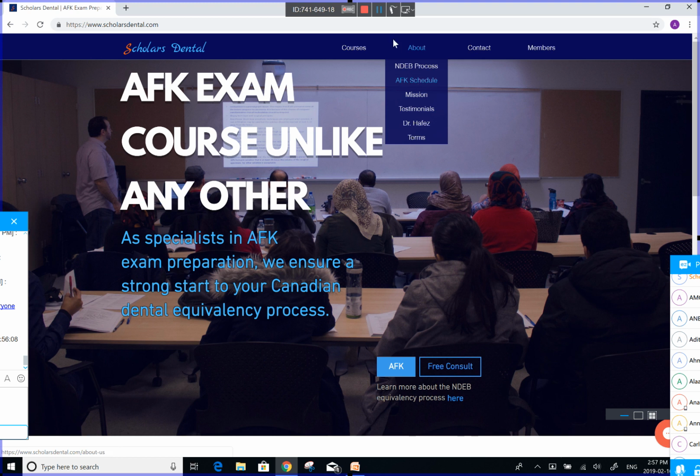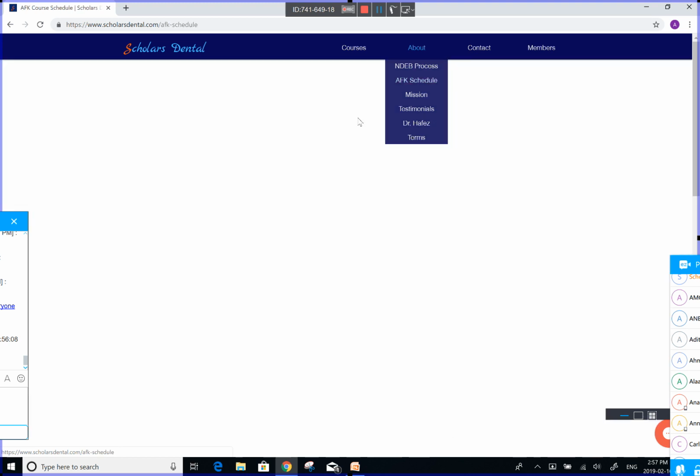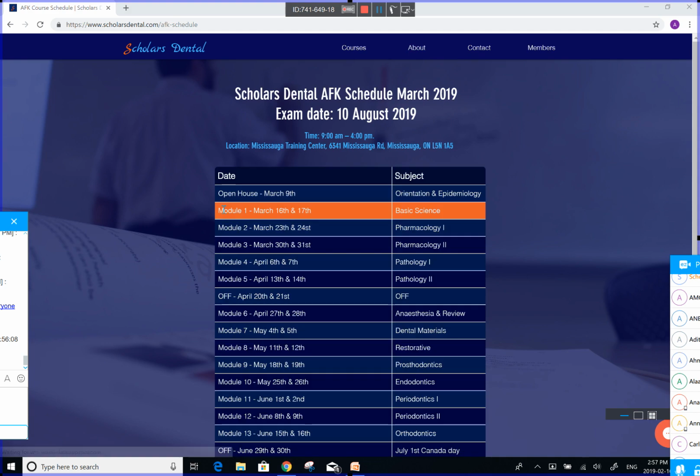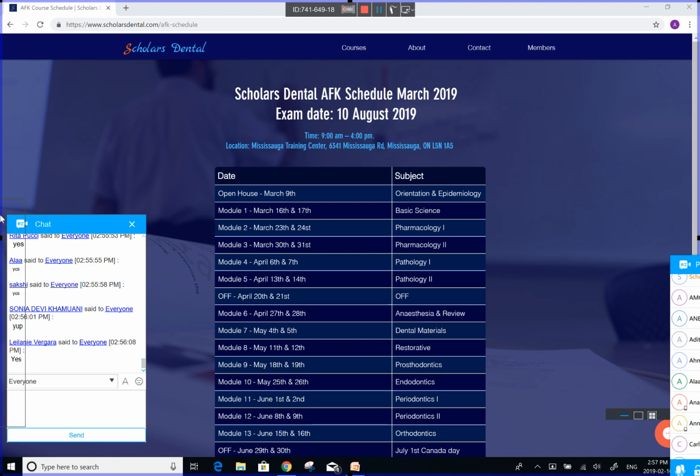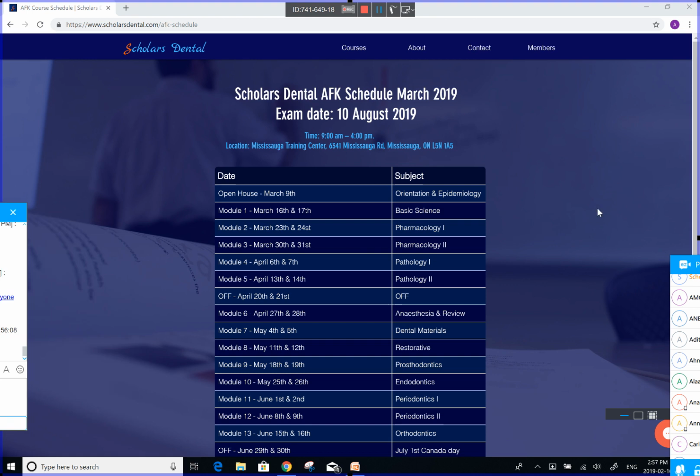And here's the AFK schedule. So now if you go for the AFK, just click here and you'll see our schedule. You guys are still with me? This is the schedule. So sweet. Now you have an easy way to get to the schedule. Every time you feel like you need to check the schedule, all you have to do is go to About and then AFK schedule. And you can see here, March 9th is the open house. March 16th is basic science. So that's when we'll start posting the online stuff, with the basic science.